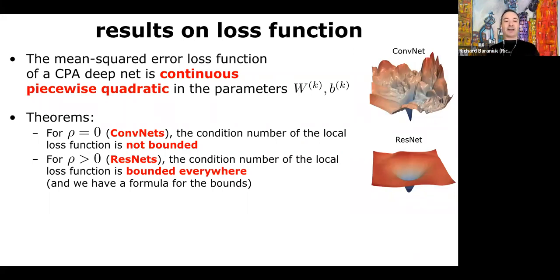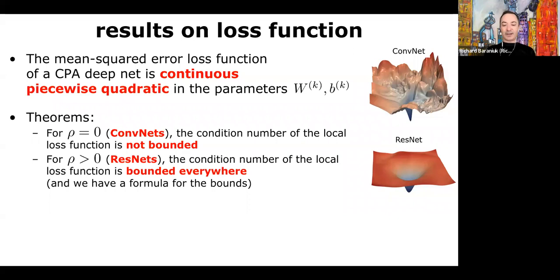On the other hand, if rho is just epsilon bigger than 0, you don't have to go all the way to 1. Just as soon as a little bit of the input is allowed to leak around the layer, you get nice bounds on the local loss function for each partition region. And you can even find a uniform bound over all partition regions. And we have a formula for this.